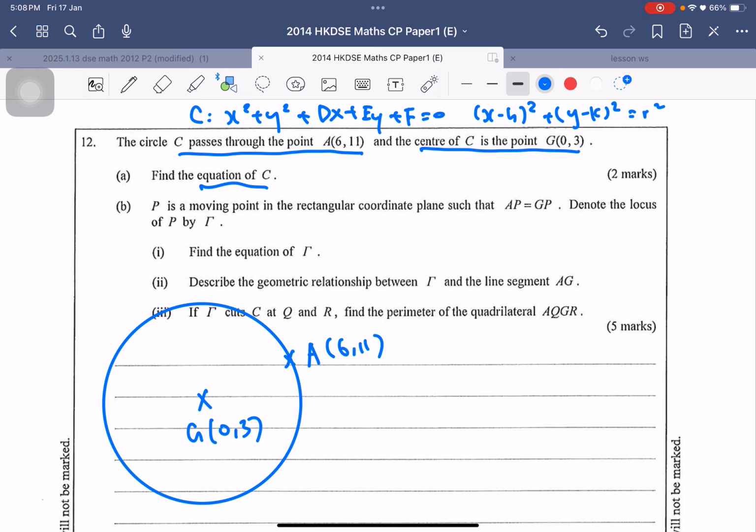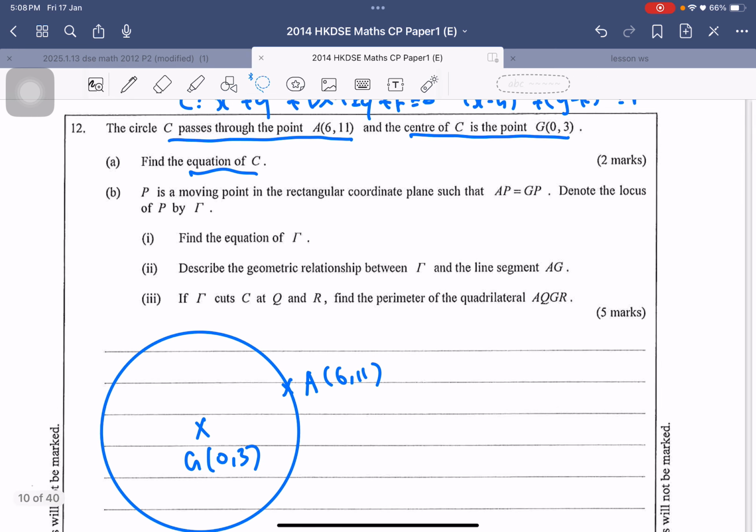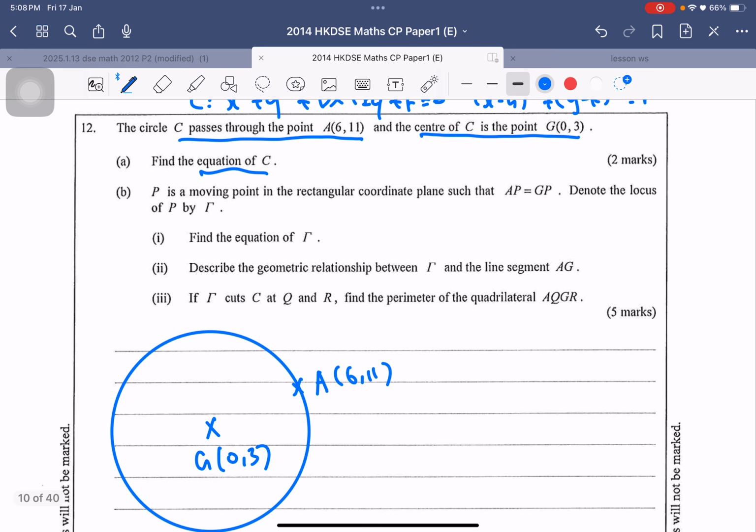Is this hard to draw? Not hard to draw, isn't it? Without a graph, it's very hard for us to do any questions. Okay?